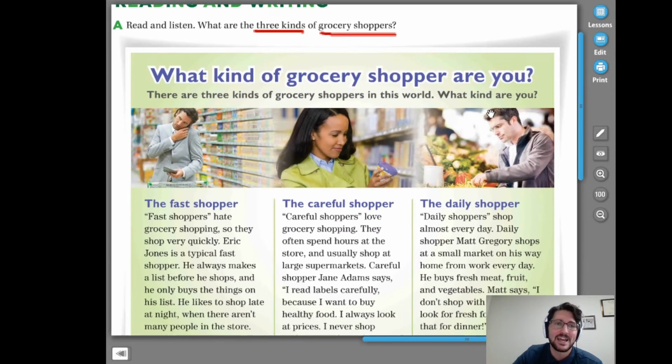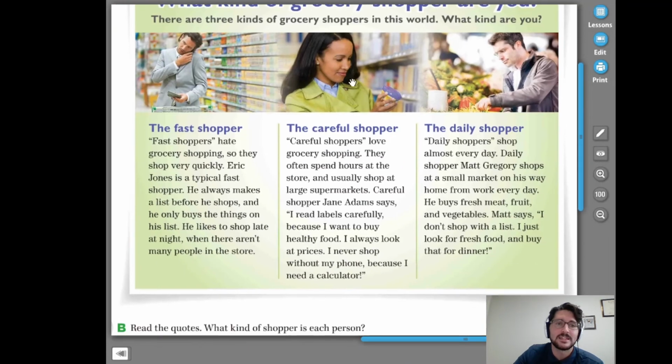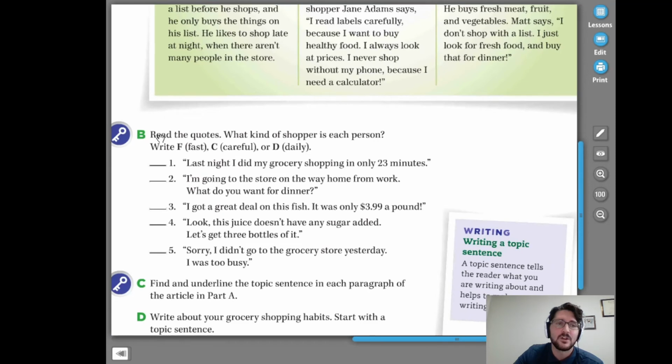And let's look at the title. What kind of grocery shopper are you? Yeah, so this is looking at 3 styles of shoppers. And we need to read these articles. And then below letter B, we will answer some questions.